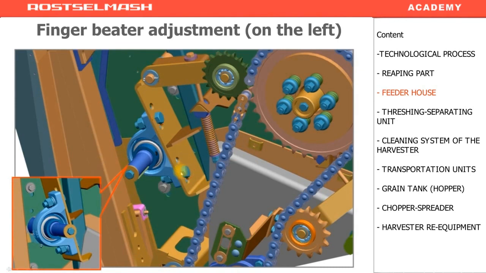You may have to lower the beater, which is necessary when you're working with a small amount of mass. In this case, the beater does not grab the mass and it will be necessary to lower it. To do this, change the position of the bolts on the left of the feeder house. You have to screw them out and screw them into the lower holes.